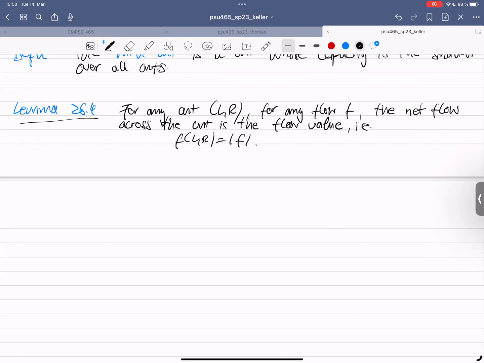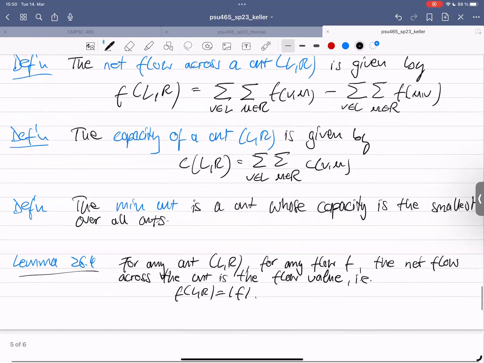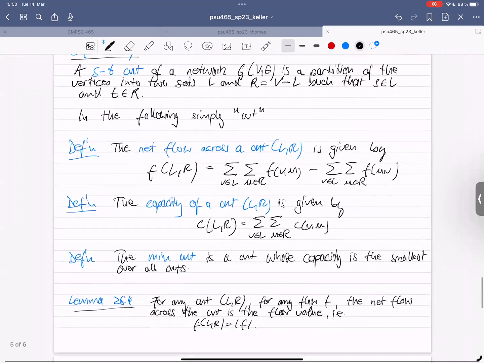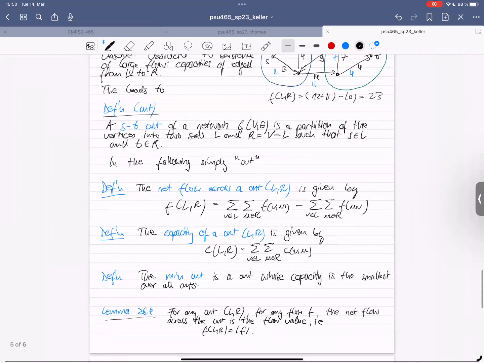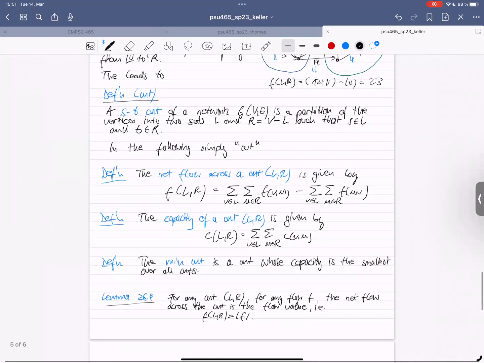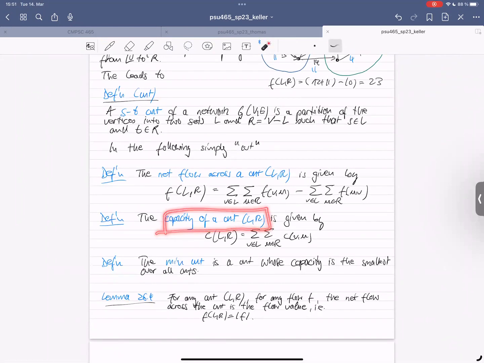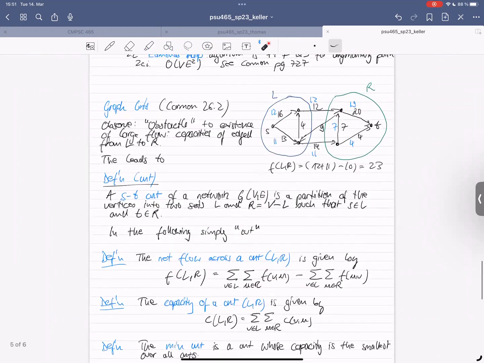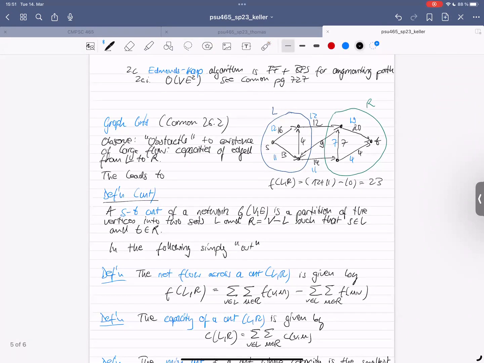Let's see. Maybe actually one thing that I forgot to mention when we introduced, let me go quickly one step back. When we said here the capacity of a cut, we defined it simply as the sum of all capacities. Can we quickly look at the example of this? So in this case, C of LR would be what? Can you tell me what the capacity of the cut is, just to have our example complete?